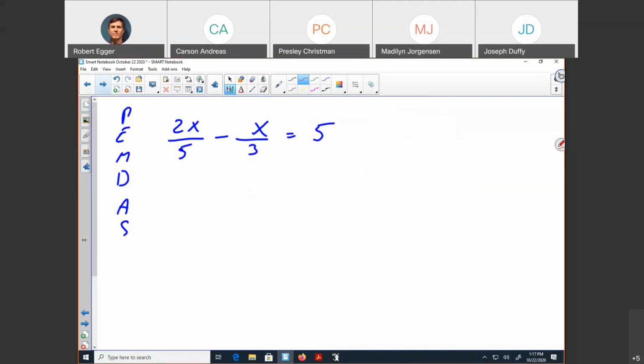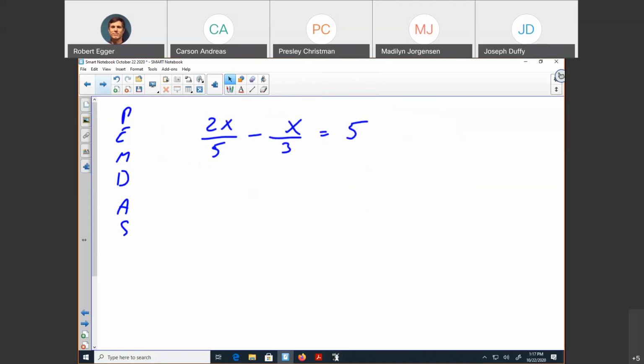So I'm going to do this two ways. We can either, I have x's and x's, and I'll put them together. But I need to get a common denominator between 5 and 3. Now 5 is 5 times 1, 3 is 3 times 1, so both prime, 15 is the answer.